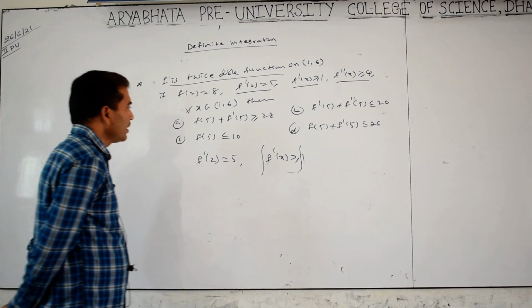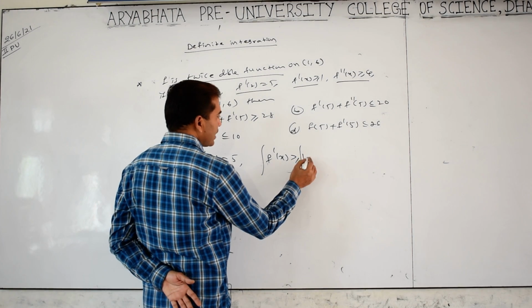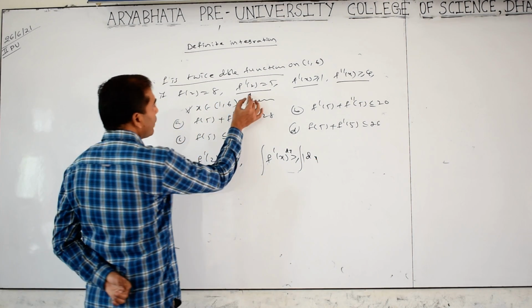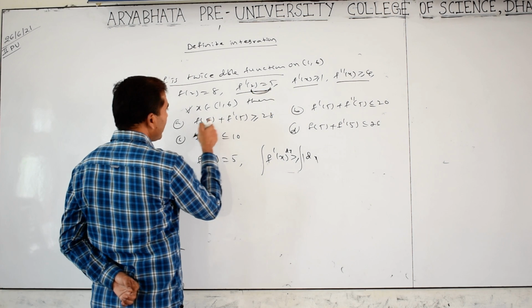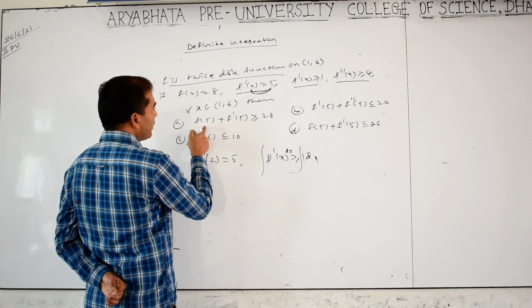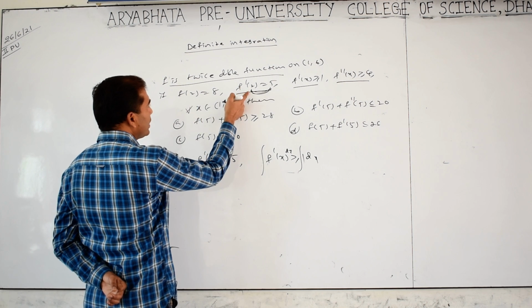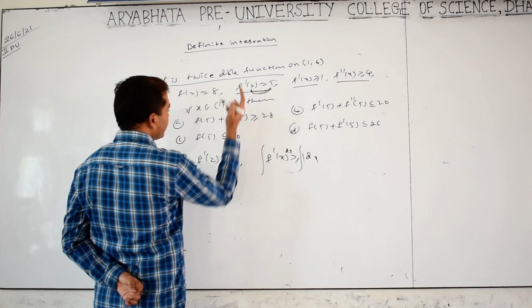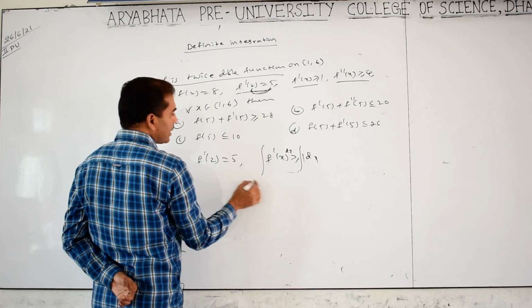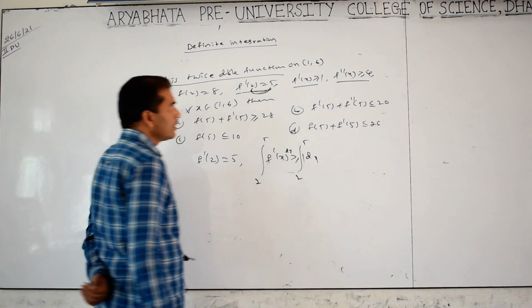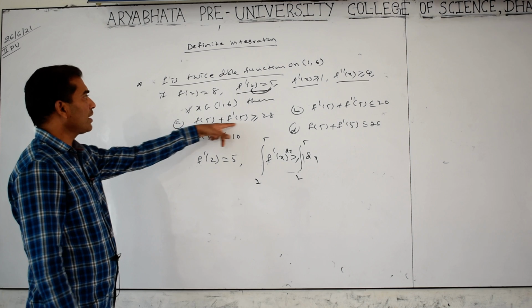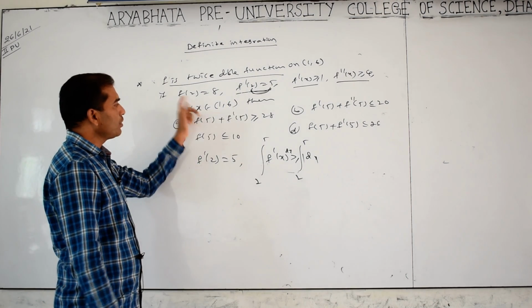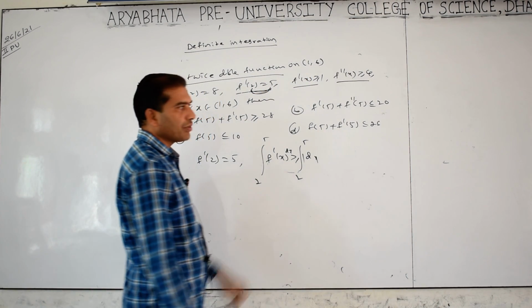Integration on both sides: f dash of x greater than or equal to 1, integrate 1 dx. What limits do we have to take? The limits are 2 to 5, because the value at 2 we know, and 5 is in the options, so we will get it in terms of 5. f of 2 is given as 8, and f dash of 2 is given as 5. The options all involve 5, and both 2 and 5 are in the domain interval, so that is why you apply limits 2 to 5.